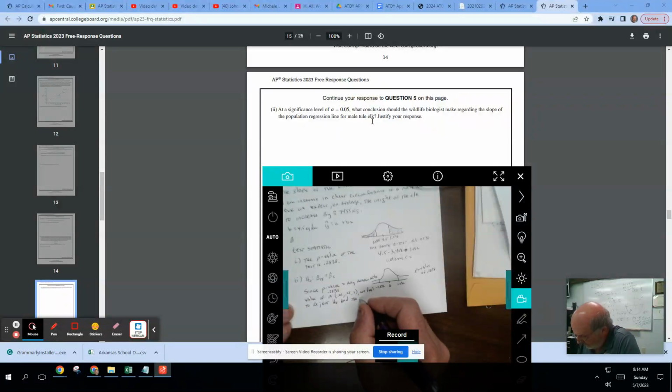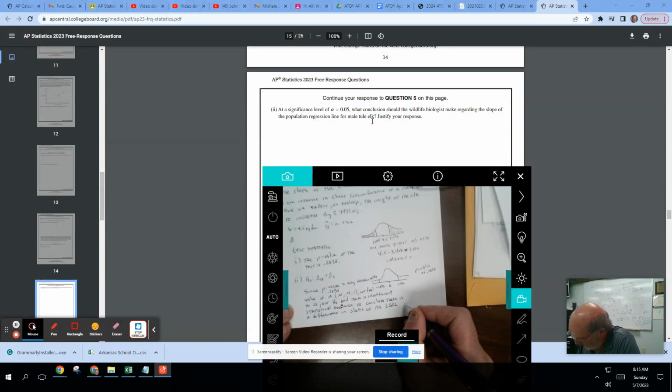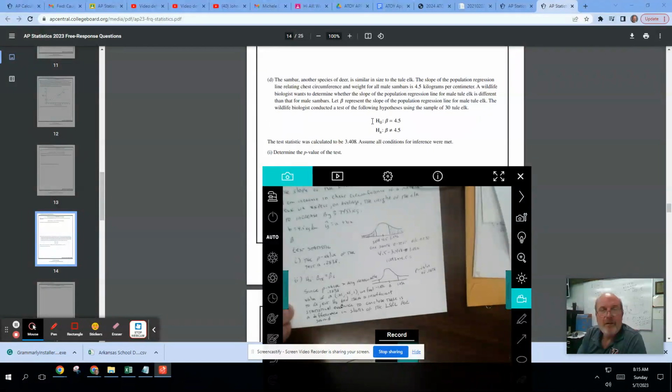and there is insufficient, is the word I'm looking for, statistical evidence to conclude there is a difference in slopes of the LSRL for sambar and tule elk.